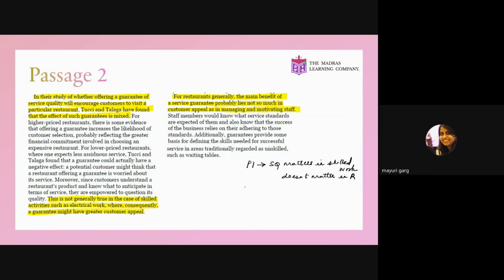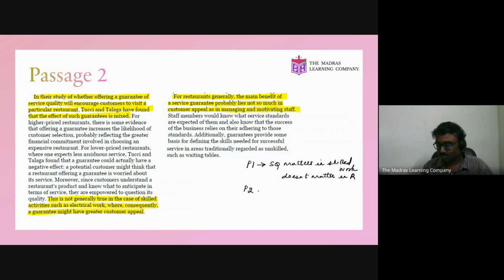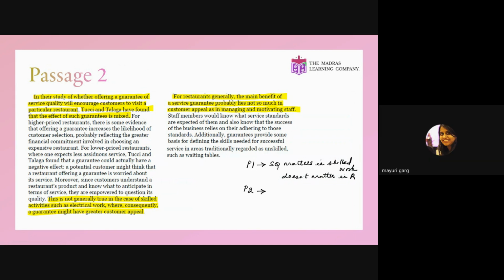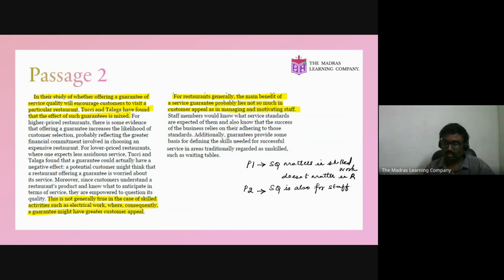So what does paragraph 2 say? What heading? Restaurant service quality. The service quality is important also for staff, about managing and motivating the staff. That's all. That's your map. So if your question asks about general service quality, you look at the first paragraph. If it talks about staff, you look at the second paragraph. That's all it is.